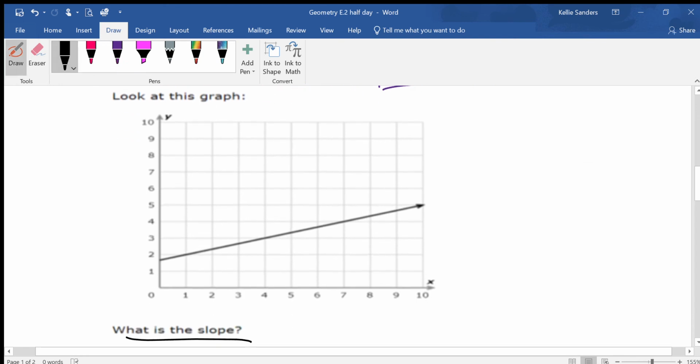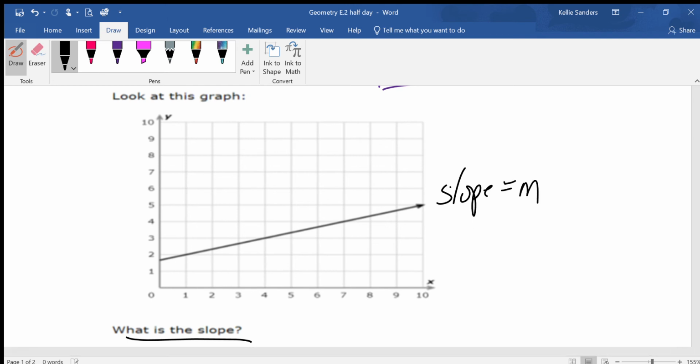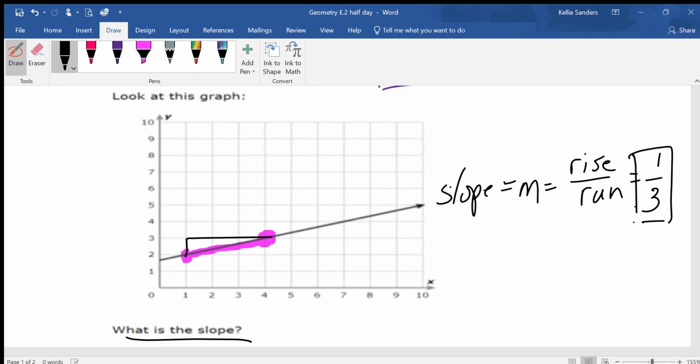What is the slope? Look at this graph. What is the slope? Slope is m, and m is rise over run. So on this, you want to find two corners, two of those gray lines that the black line goes through. Let's say here, and whenever I follow it, when does it go through another corner? Right there. So if I do rise over run, I would rise 1 and run 3. 1 over 3 would be your answer.